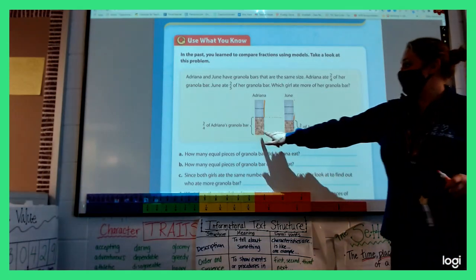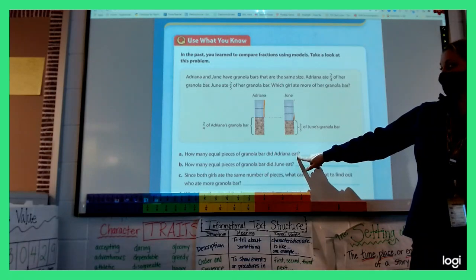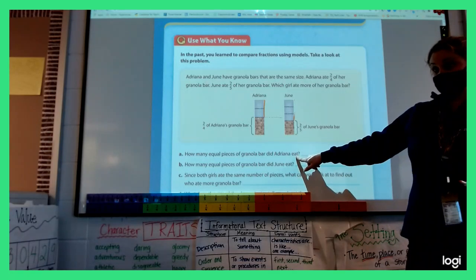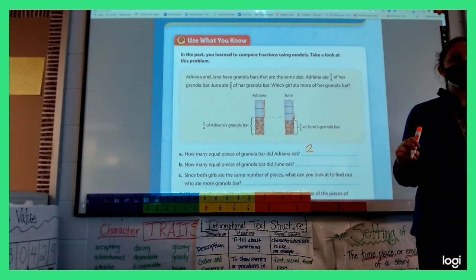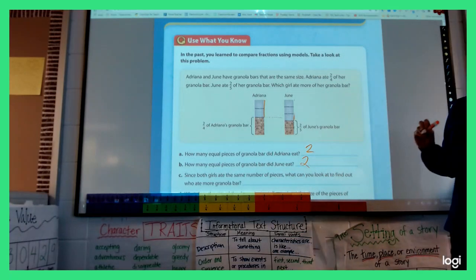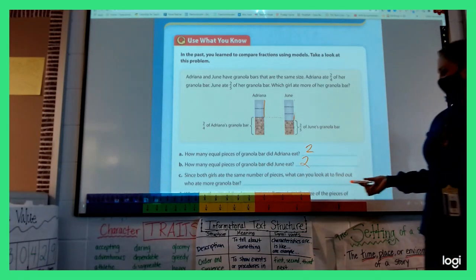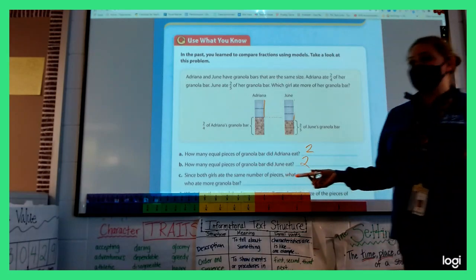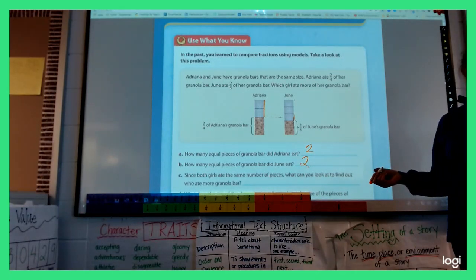So using that as how we're considering this, how many pieces did Adriana eat? Zoe? 2. And how many pieces did June eat? Josiah? 2. Since both girls ate the same number of pieces, what can we look at to find who ate more granola bar? The numerators are the same, so what do we have to look at? Liam, what do you think?